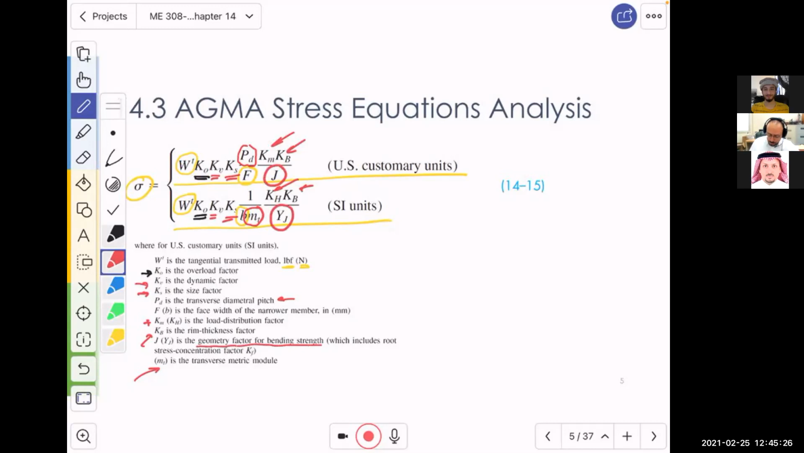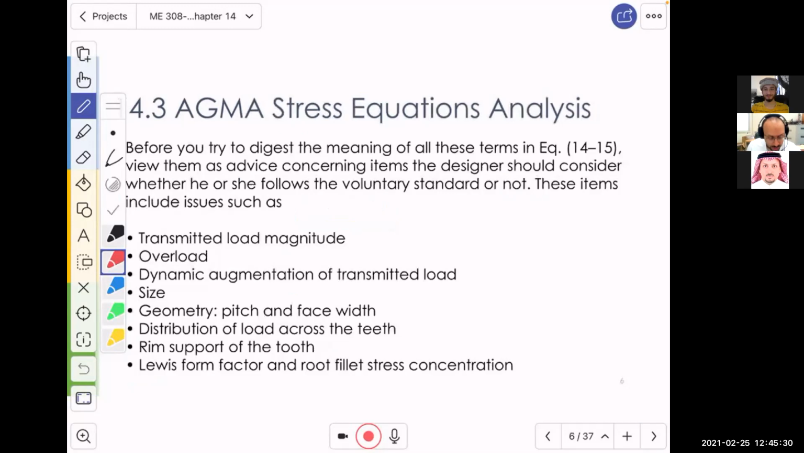Okay. Now, let me show you. Of course, here it says that this equation is supposed to take into consideration. Shabab, can you give me 1 second? I need to take a phone call.